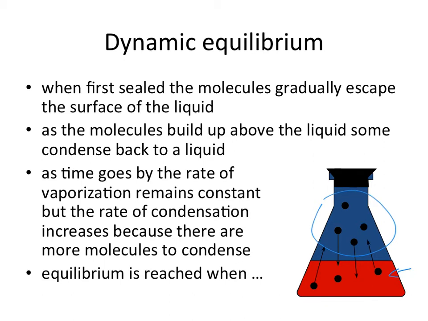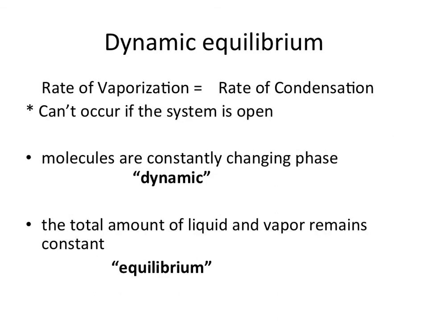So what's physically happening here is that some of the molecules are vaporizing, some of them are condensing. Okay, and so in this process, eventually equilibrium is going to be reached. Basically, equilibrium is going to be reached when the rate of your vaporization is equal to the rate of your condensation. Now, this process can't occur if the system is open.